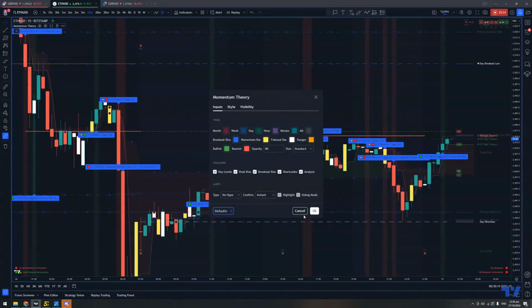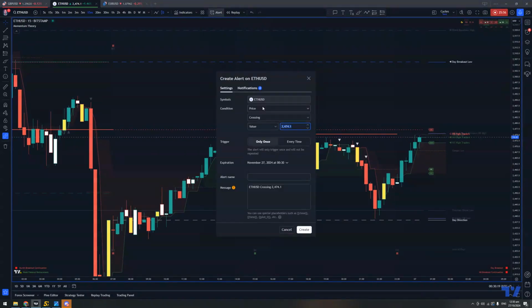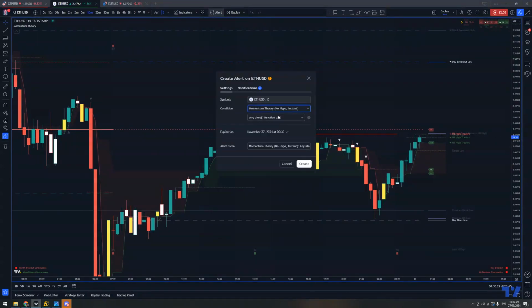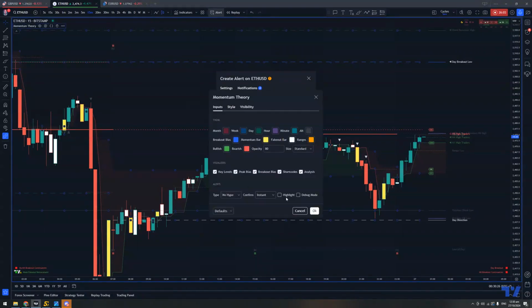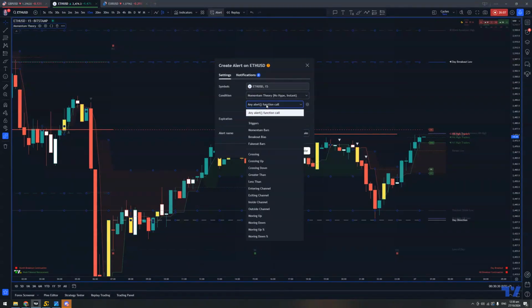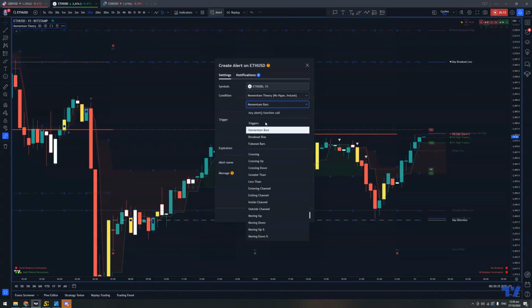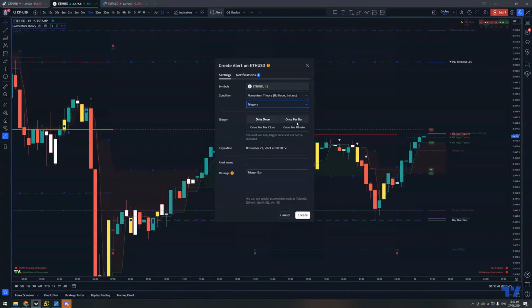The way that you use the alerts, go down up here to alert, go to momentum theory, and then any alert function call. And those alerts that I just showed, those are the notifications that you'll get. Something else that you can do, also you can go set these to triggers or momentum bars, breakout bias, and fake out bars straight on this window. And so there's more options to choose from. So you can just read how they alert.